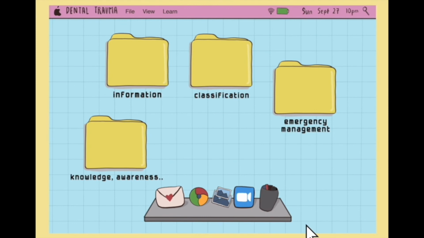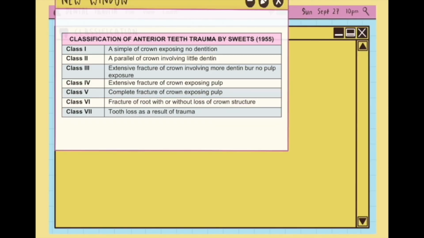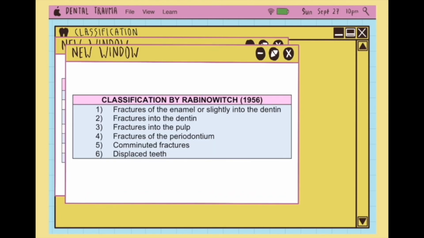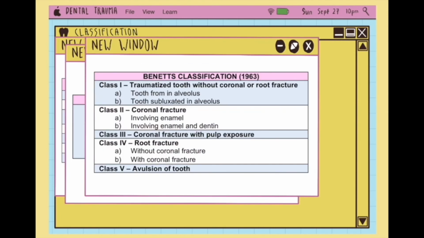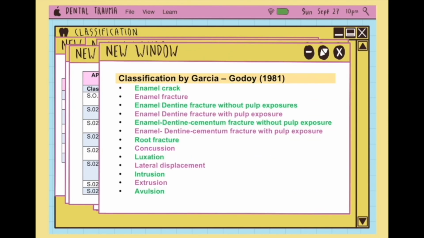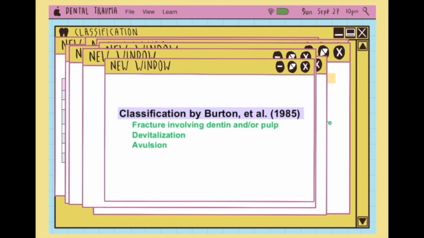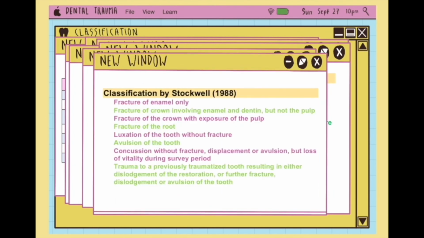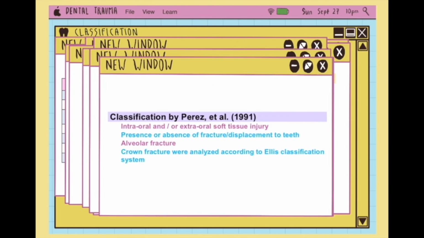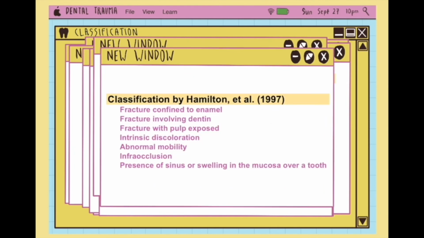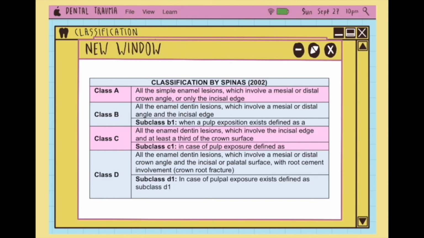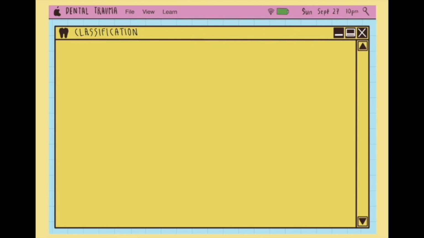So let's start with the basics, the classification. Okay, so here's one by Sweets. Here's one by Rabinovich. And there's a lot. But my point is, these classifications are not used anymore because of their inadequacy. So let's talk about the ones that are commonly used today. Okay. So our focus will remain on these specific classifications which are explanatory and have stood the test of time.